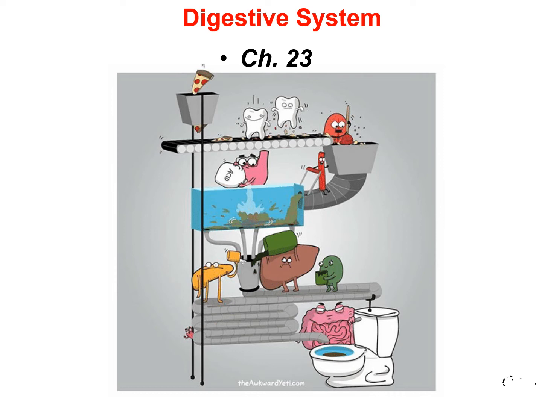Everyone. Today we're starting in on a new chapter and a new system. So we're starting chapter 23, the digestive system. And I actually really like this cartoon. I think it's simplistic, but it really does get the point across about what the different processes for digestion are and what the different functions of the digestive organs are.